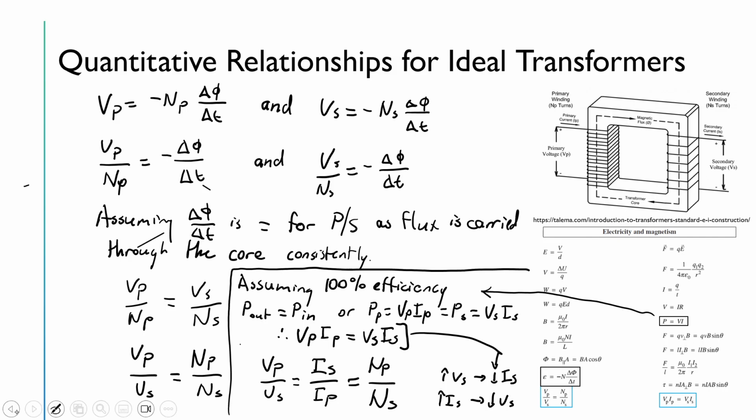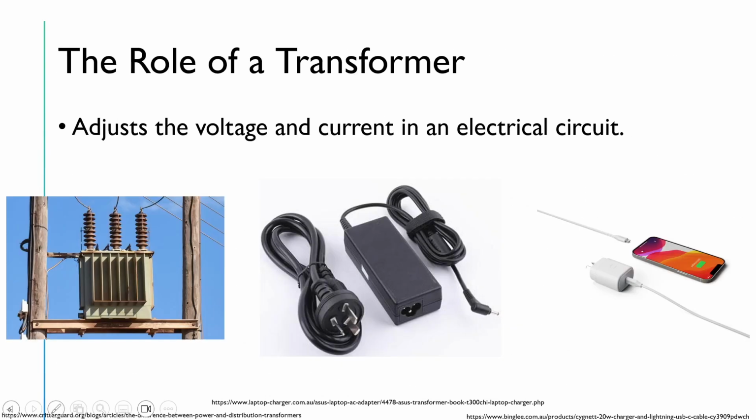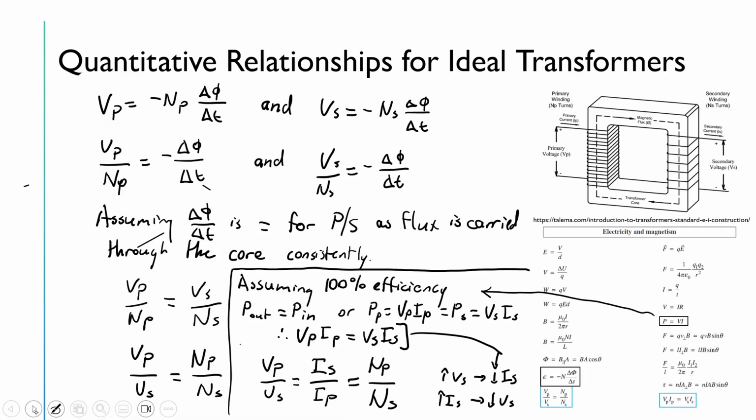And as such, as I said at the beginning of the video, that is the entire role of the transformer: to adjust the voltage and current in an electrical circuit so that the electric current that's moving through is going to be compatible with whatever components are receiving that electrical energy. We'll expand on that concept again a little bit more in class.